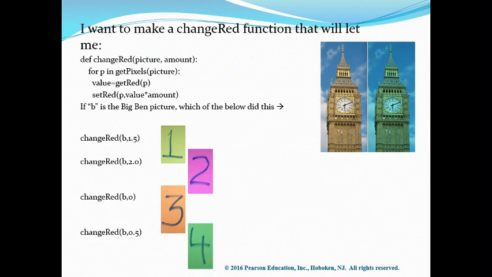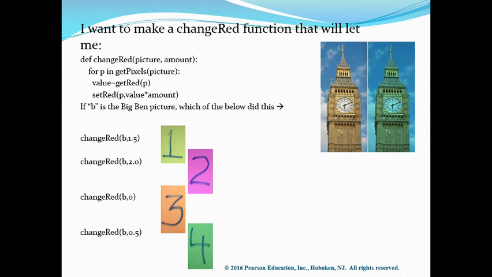So I want to make a change red function that will let me do the following. So we define a function called changeRed. It takes two parameters, picture and amount. There's a for loop that says for p in getPixels of the picture. So we're going to iterate through every single pixel that's in that picture object, and the value equals the red value from the pixel, and then we're going to set the red pixel to the value of what it was times the amount.